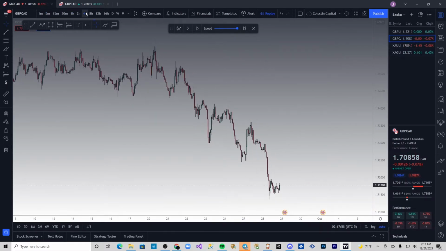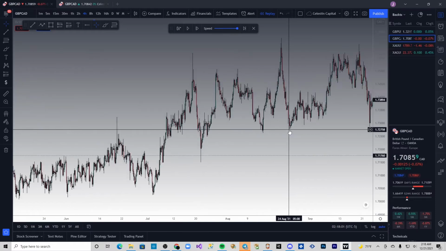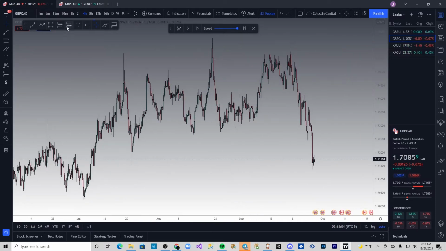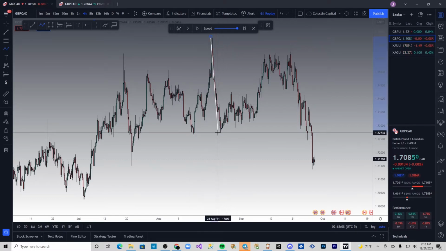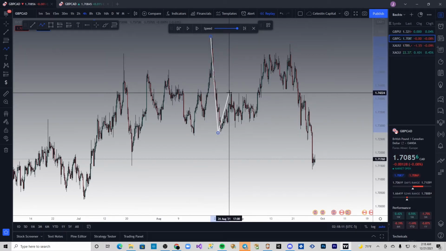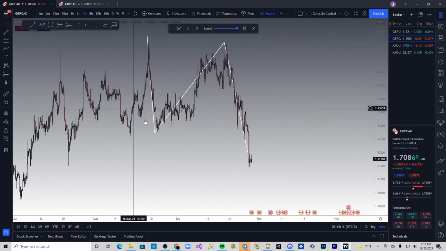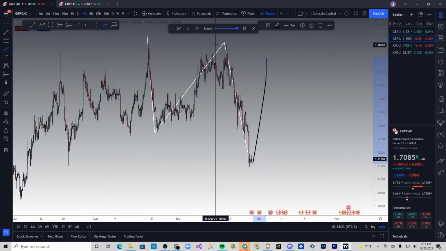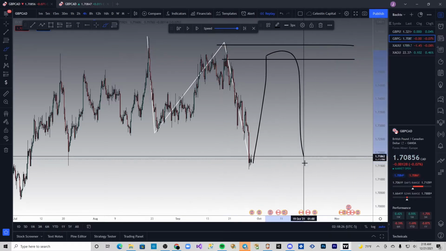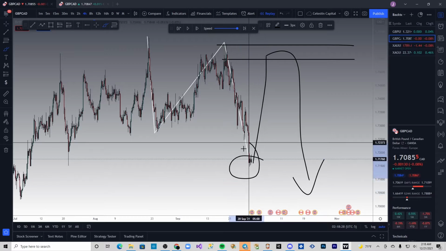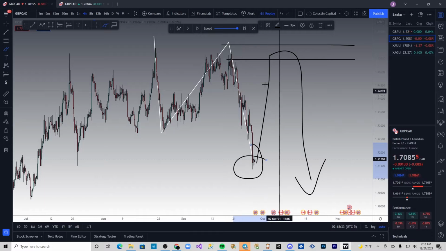So let's start off by marking up structure. As you can see here, structure is something like this, right? We can start from here, and we've mitigated this area right here, and we're continuing to the downside. Now that we've broken this low right here, what can we expect? We can expect a mitigation of this supply zone right here, and then a continuation to the downside to take out this low, which is in the form of liquidity. That's exactly what we're going to be looking for.